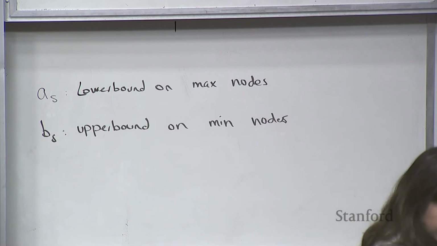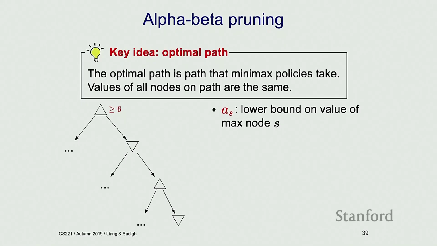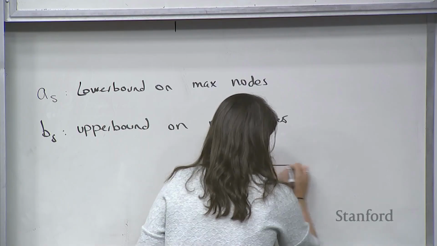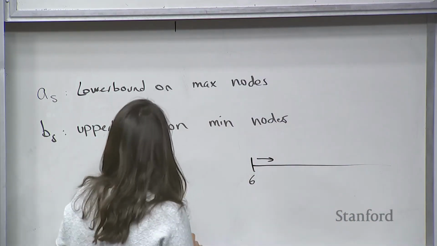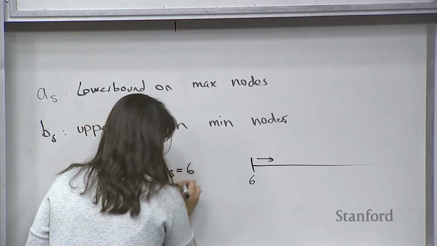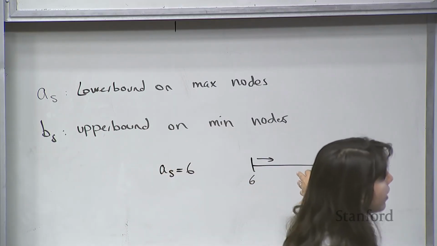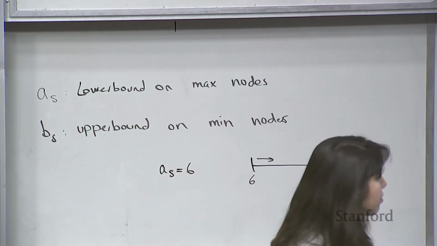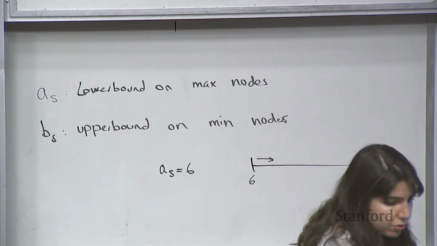So let's say that we start with this top node. Somehow we have found out that this top node should be greater than or equal to 6. Right? Somehow I know it should be greater than or equal to 6. Okay? So that is my AS value. So my AS is equal to 6. It is going to be a lower bound on my max node. I know that the optimal value is going to be something greater than or equal to 6.